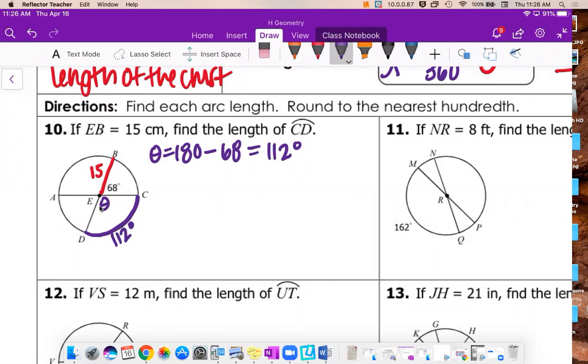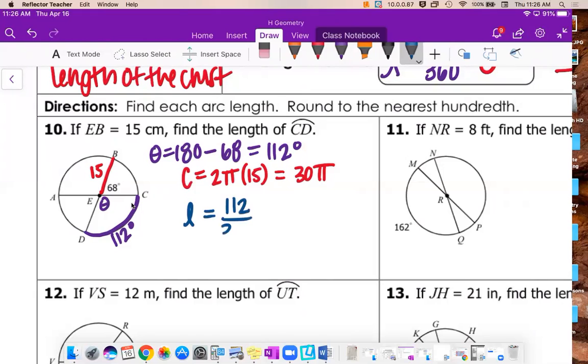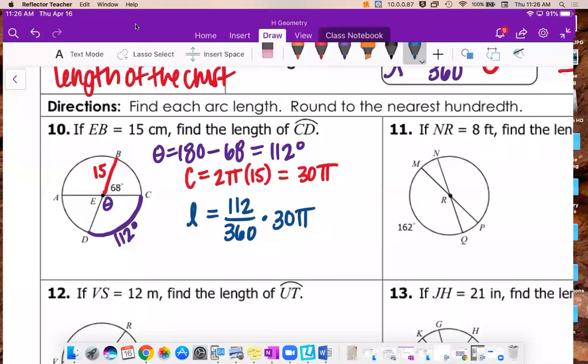And then the other piece of information we need is the circumference of the circle, which again is just 2 pi r, so 2 pi times 15, or 30 pi. So then to find the arc length, so what is the actual length of this arc in the circle, you just use our formula. So the degree of that arc is 112 out of our 360, so that's the fraction this is of the whole circle. And then we're going to multiply that by our circumference, which is 30 pi. And then you're just going to plug that in your calculator.